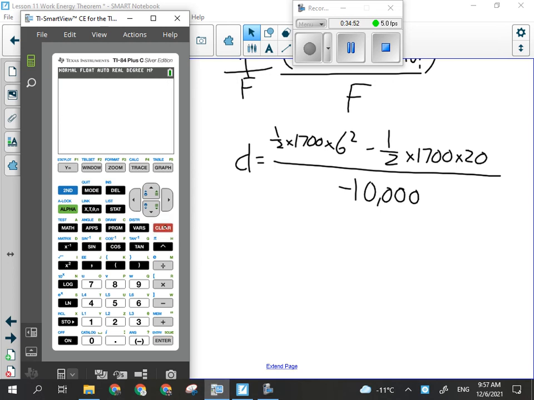So 0.5 times 1,700 times 6 squared minus 0.5 times 1,700 times 20 squared gives me negative 309,400 joules. And then I divide that by negative 10,000. And I get 30.94 meters. 30.9 meters.